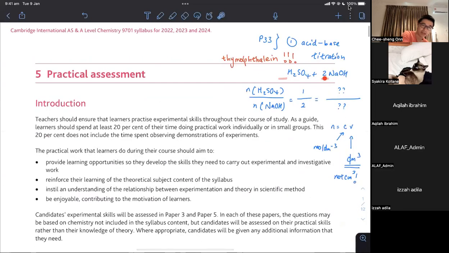So that was the first question that came out in the paper 3.3. Paper 3.4 is supposed to be a different paper, but sometimes they are similar, sometimes they are not similar. It's as if you cannot predict because it's whatever in the syllabus, all right?